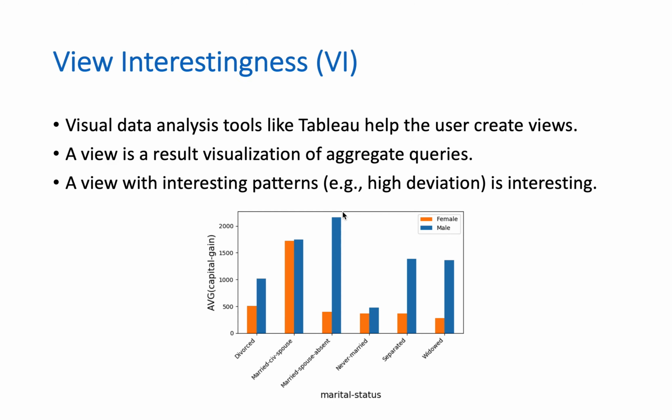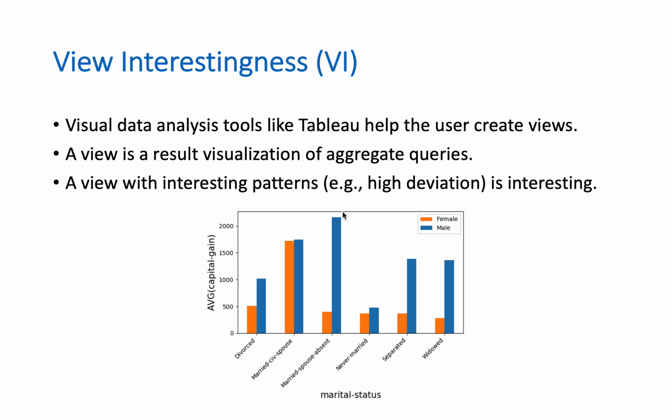So, nowadays, view data analysis tools like Tableau help the user to create views to find interesting insights from the data. A view is the result of the visualization of an aggregate query. You can see an example view in the bottom. So you can see that the view actually showing the average capital gain of female and male across different marital status. You can see that a view is actually using an aggregation function like the average on a measure attribute like the capital gain, and grouping the result by the dimension attribute like the marital status.